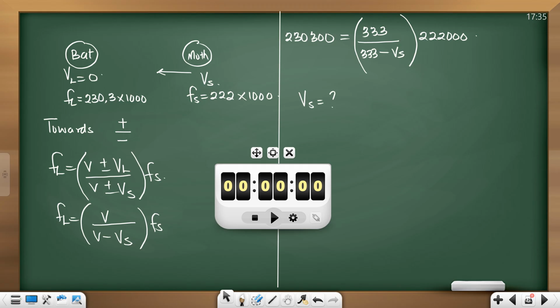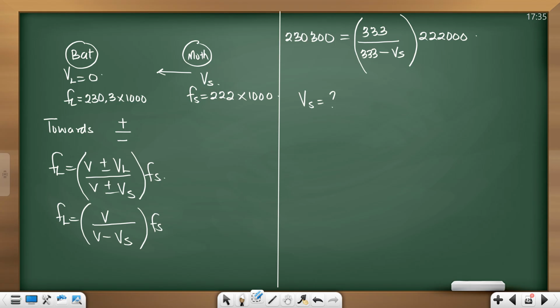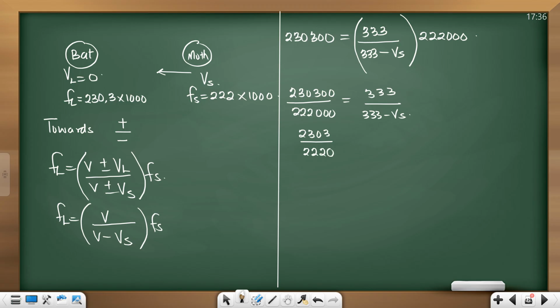All right, you guys are giving me 12. Is that correct? You have 12 as well. Okay, let's do the math quickly in case somebody doesn't know what to do. We start by dividing. So it's going to be 230,300 over 222,000, and that is 333 over 333 minus VS. 2303 over 2220. The 2 zeros cancel out, right?